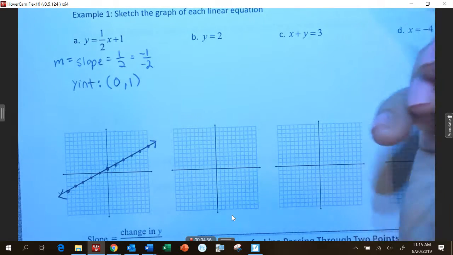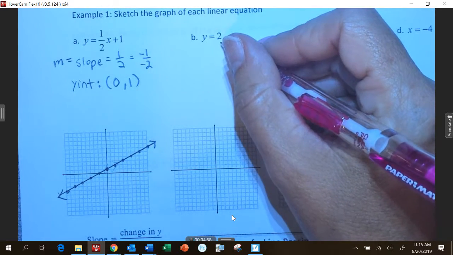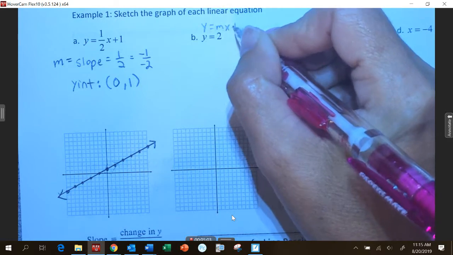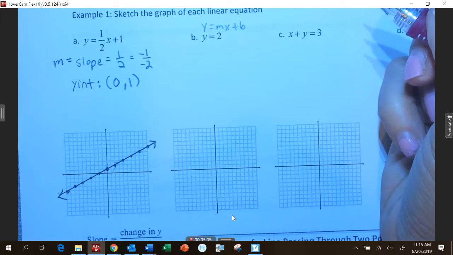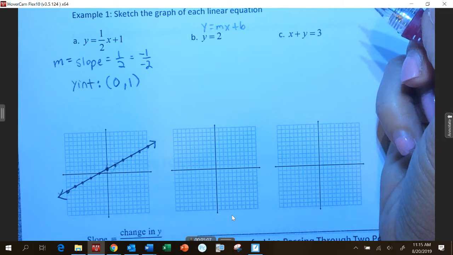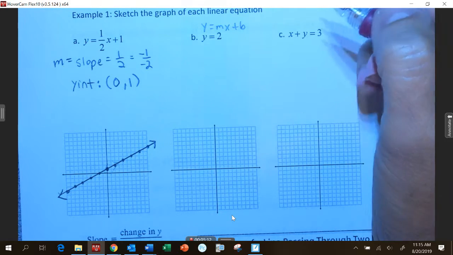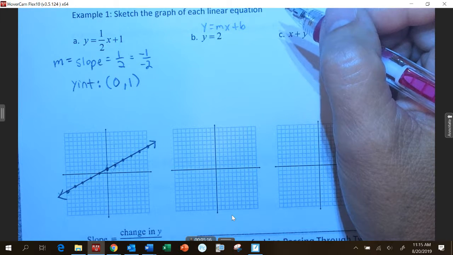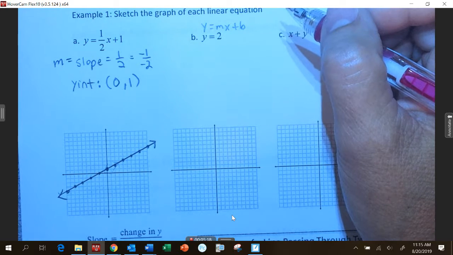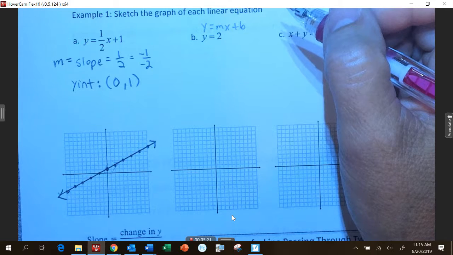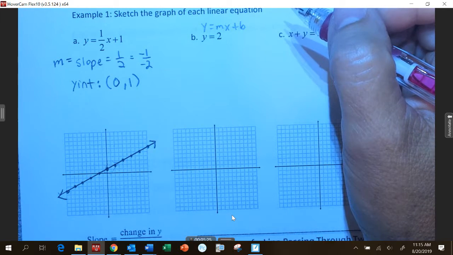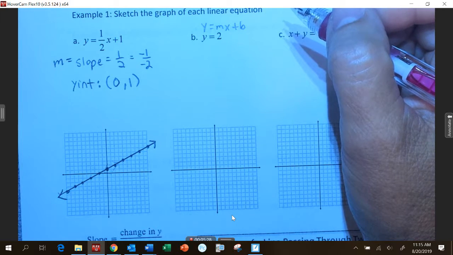Question B, y equals 2. Is that in slope-intercept form? Is that y equals mx plus b form? Why not? Sander? Is there no slope, or is it 0 slope? Because "no" with an O is different than 0. You say no slope? It's 0 slope.